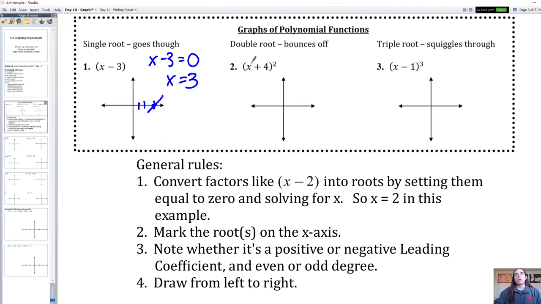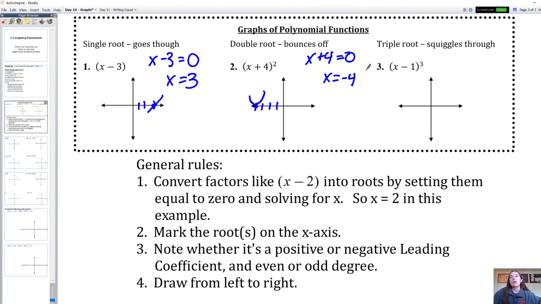In number 2, we have x plus 4 squared. We have this degree of 2. I'm still going to set the inside equal to 0. I'm not going to worry about the squared right now. Solving for x, I get negative 4. So at negative 4, 1, 2, 3, 4, there's a root. Now I'm going to worry about the squared. Since that's a 2, what we're going to do is bounce off of the graph. So we're going to get close to it and then bounce and go back in that same direction that we came from.